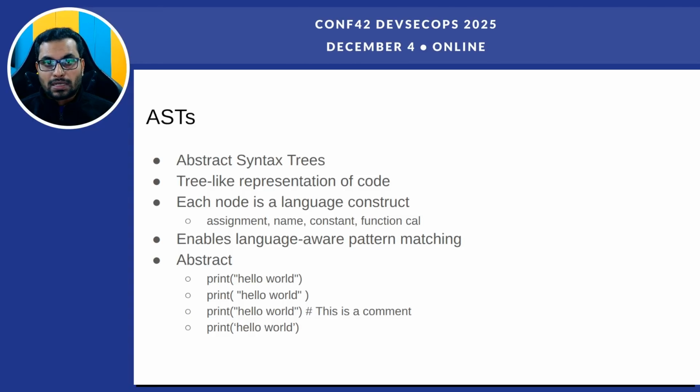Now, why is it called abstract? It is because it ignores details that don't matter for the meaning or the purpose of the code. No comments, no white space, no exact formatting or indentation, things like that. As you can see here, if you look from a pure text or pattern perspective, these four print hello world statements are totally different. But when an AST is generated out of these four statements, they all become this. That is the beauty of using ASTs. It gives you a deterministic, program-aware structure.